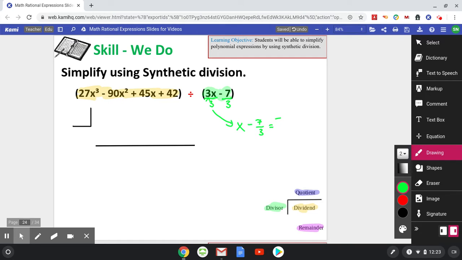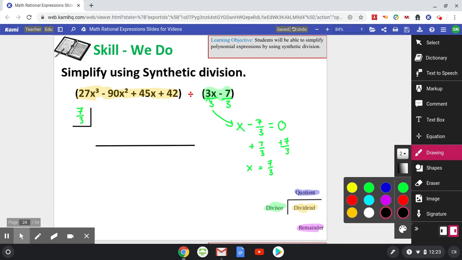Now that we've done that, we will be setting this equal to 0. Then adding 7 over 3 to both sides, and we get that x equals 7 over 3. So whenever the number in front of the x in the divisor is not 1, we will have to use a fraction. Okay, this 7/3 will go over here, 7 over 3.